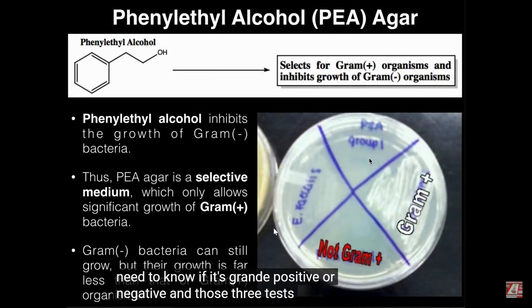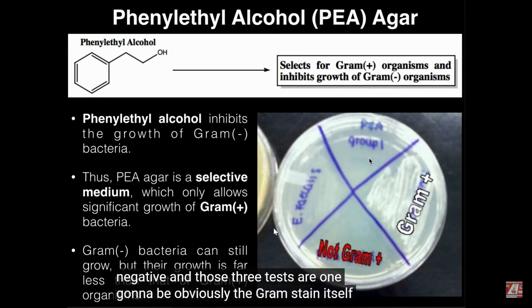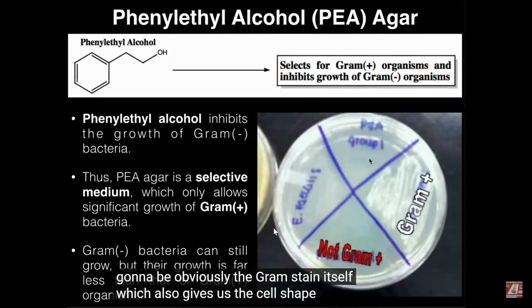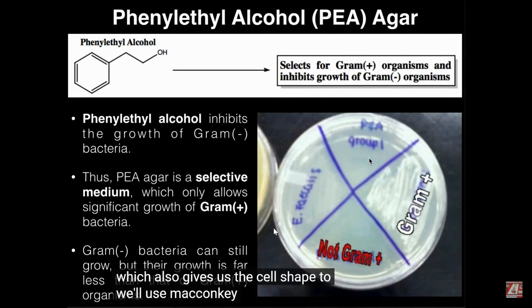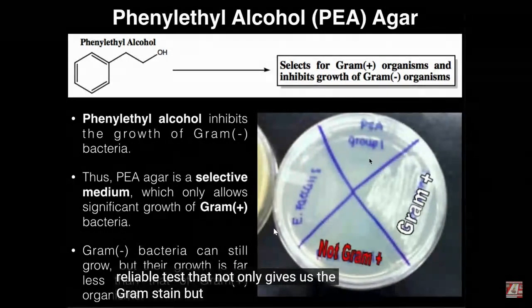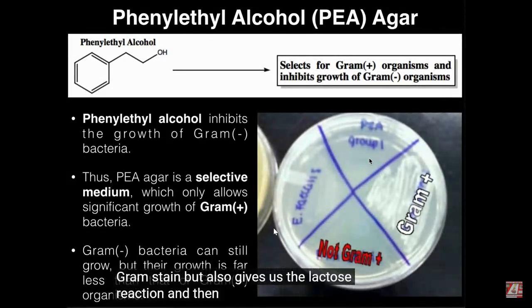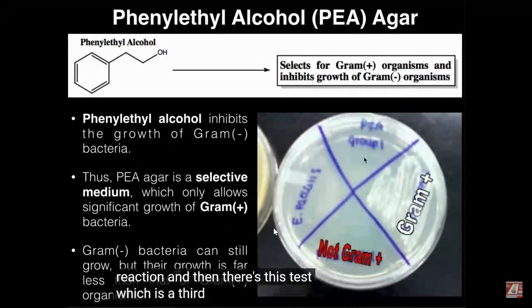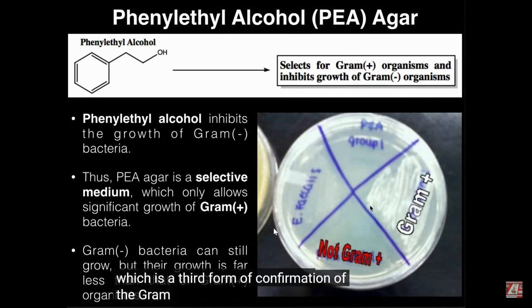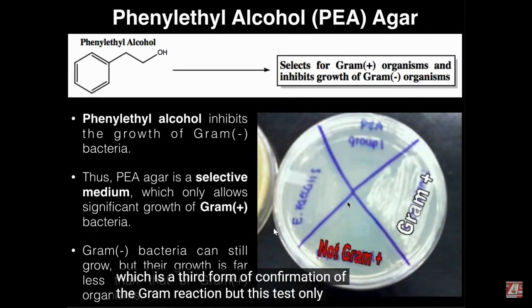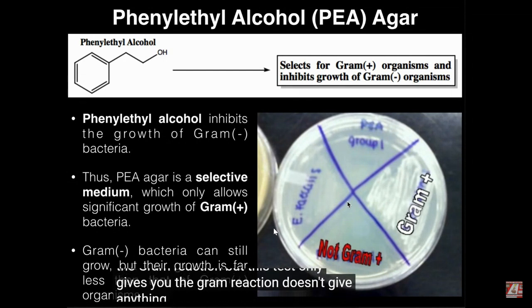And those 3 tests are, one, going to be obviously the gram stain itself, which also gives us the cell shape. 2, we'll use MacConkey agar. That's a very reliable test that not only gives us the gram stain, but also gives us the lactose reaction. And then there's this test, which is a 3rd form of confirmation of the gram reaction. But this test only gives you the gram reaction. It doesn't give anything else.